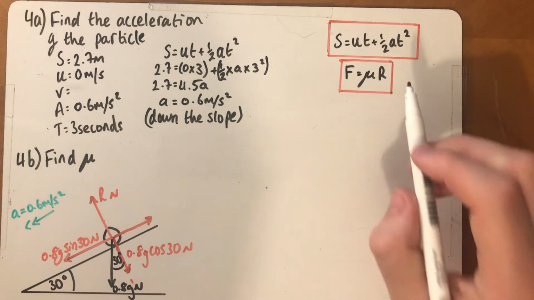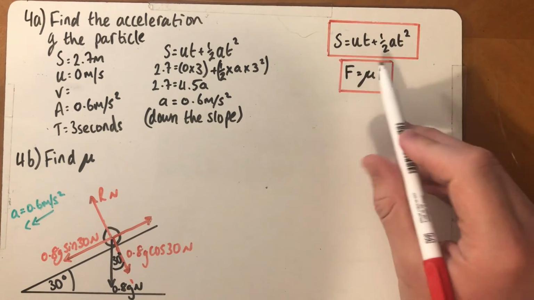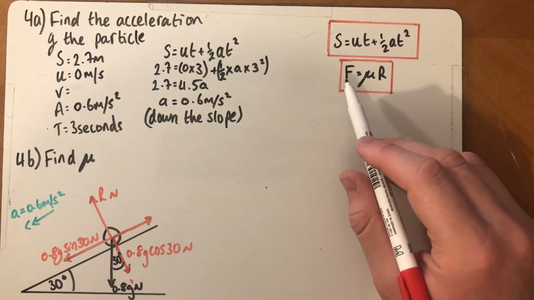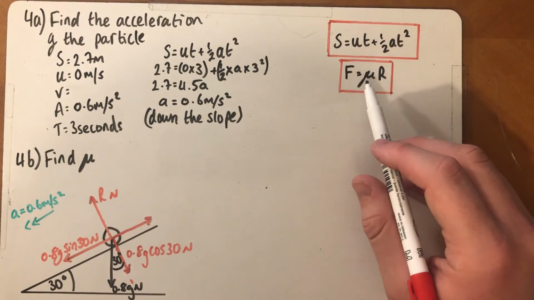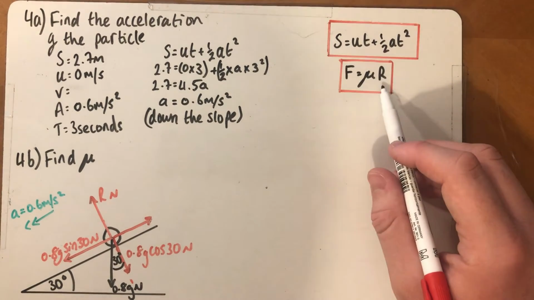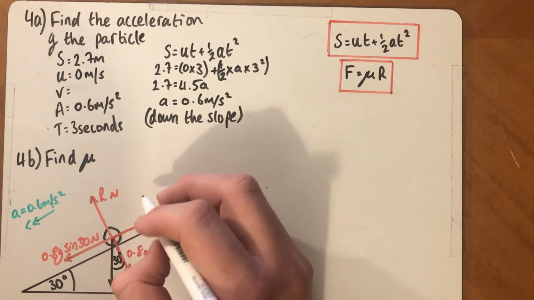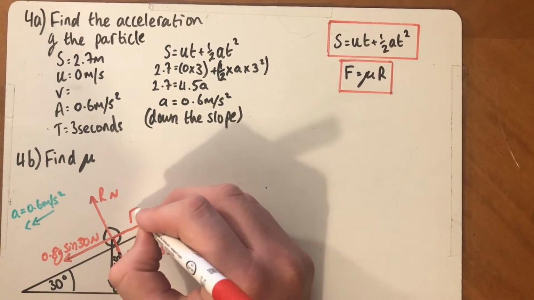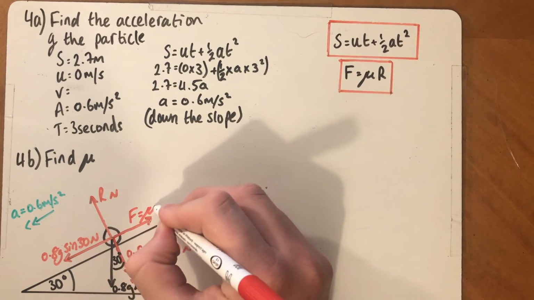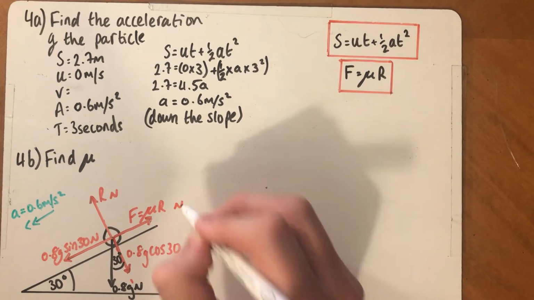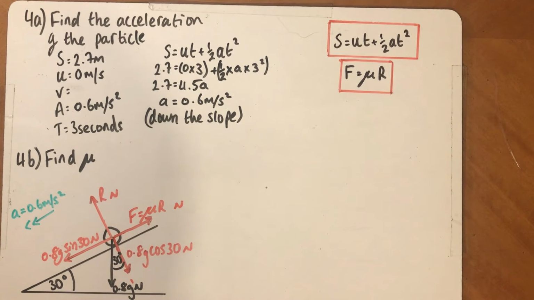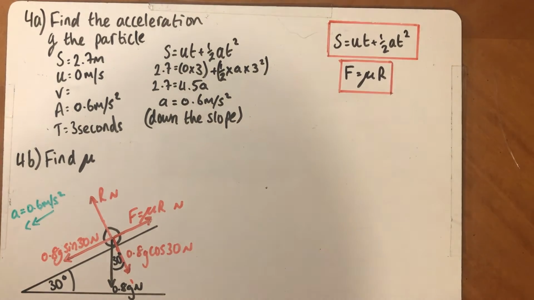Okay, Q layer 2. You should be familiar with this formula, and it says that the friction force is equal to the coefficient of friction mu times the normal reaction R. So we know we have the friction force acting up here, and we know that's equal to mu R. Newtons as well, all forces are in newtons.